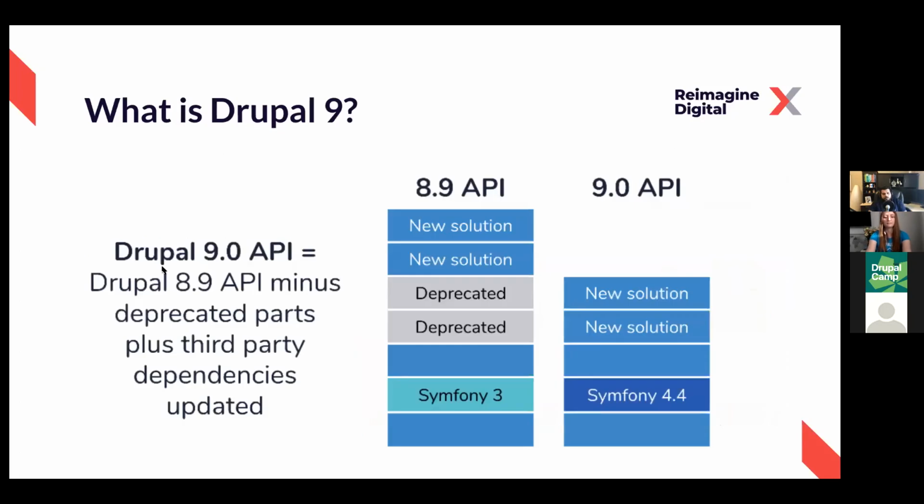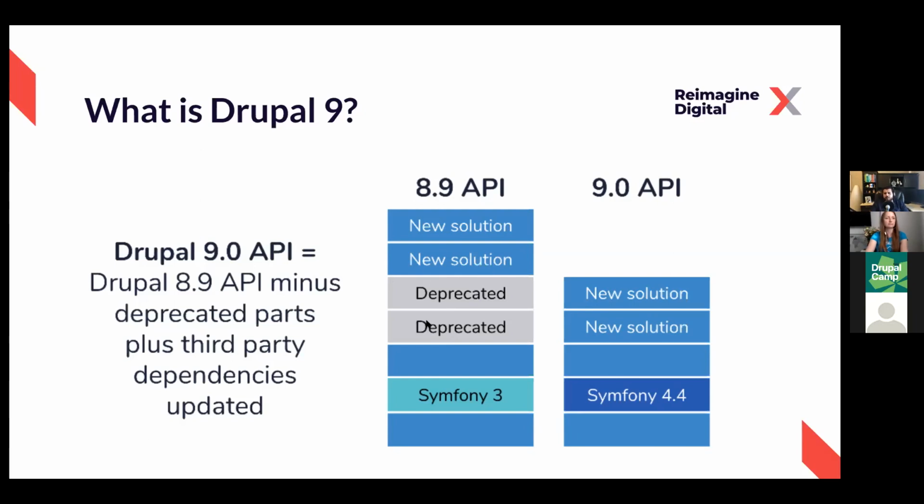So before we start the upgrading process to Drupal 9, we need to understand what is Drupal 9 and what is the difference between Drupal 8 and Drupal 9. Actually, Drupal 9 is a new version of Drupal. The main difference between Drupal 8 and Drupal 9 is that Drupal 8.9 and Drupal 9 have the same new solutions. The Drupal 8.9 has the deprecated code.